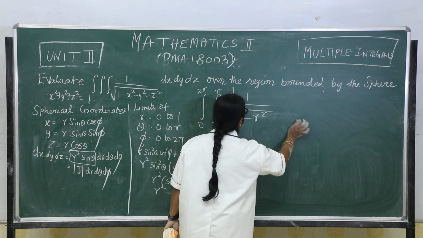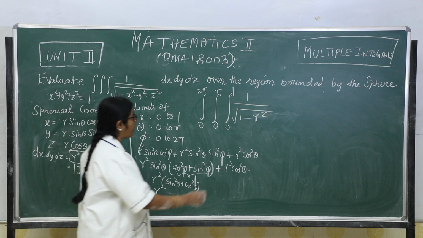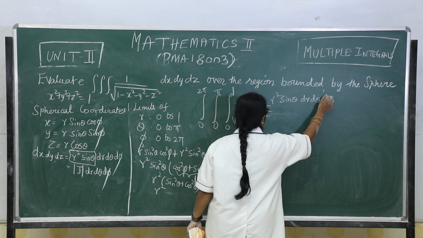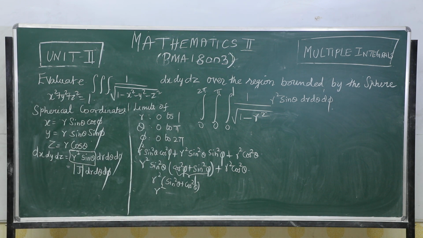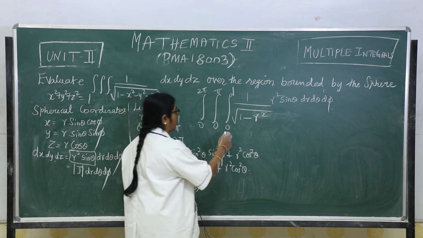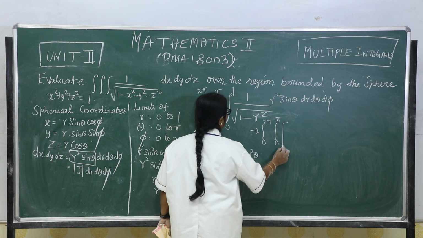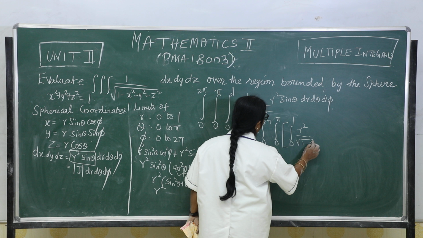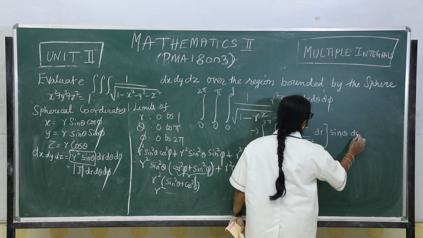I wanted to show that, and I know what dx dy dz is, already I have written r squared sin theta dr d theta d phi. I will have to make use of the substitution. First, I will find out the integral 0 to 1 of r squared by root of 1 minus r squared dr, and then sin theta d theta d phi.